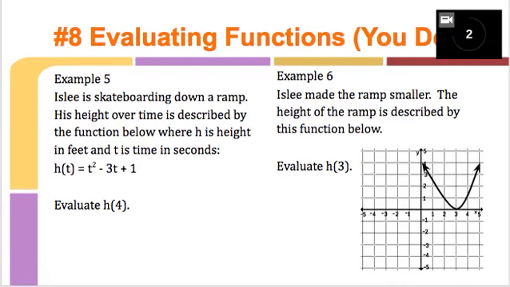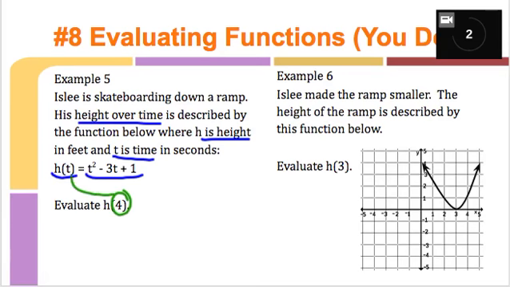Here are the final 2 examples. Hopefully this is starting to make some sense. Essentially, you're just substituting the input value. Let's read this. It says, Isley is skateboarding down a ramp. His height over time is described by the function below, where h is height in feet and t is time in seconds. Okay? So now it says h of t equals t squared minus 3t plus 1. Evaluate h of 4. So 4 is my t value. I'm going to replace every single t with that value.